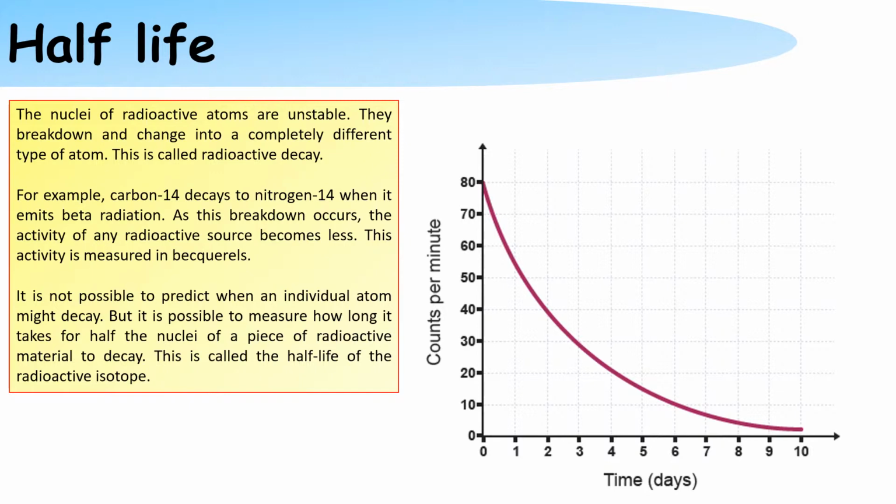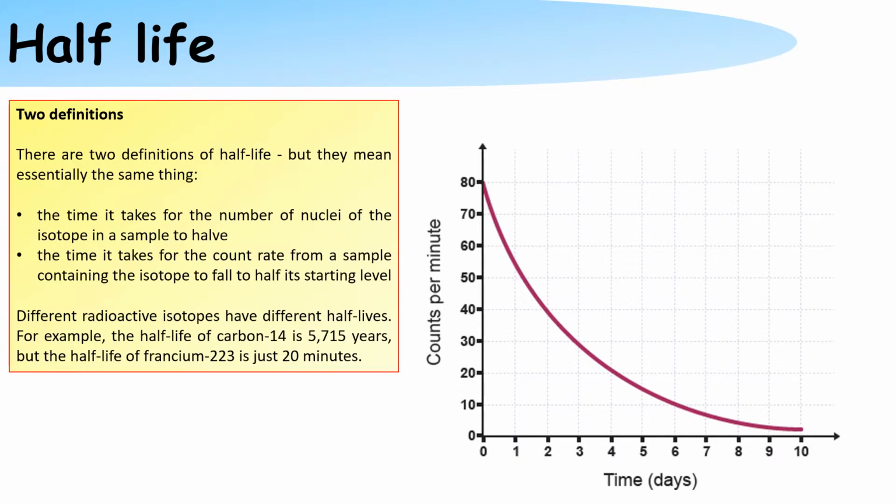The nuclei of radioactive atoms are unstable. They break down and change into completely different atoms. This is called radioactive decay. For example, carbon-14 decays into nitrogen-14 when it emits beta radiation. As this breakdown occurs, the activity of a radioactive source becomes less. This can be measured. It is not possible to predict when an individual atom might decay, as this is a random event. But it is possible to measure how long it takes for half the nuclei of a piece of radioactive material to decay. This is called its half-life.